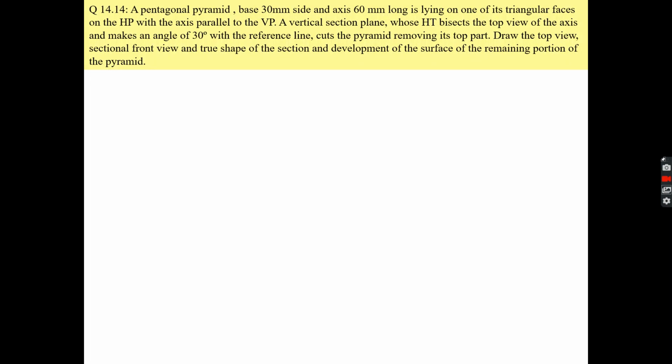Okay, whose HT bisects the top view. So as we know, an AVP is used for cutting the top view of the solid. Whose HT bisects the top view of the axis and makes an angle of 30 degrees. So the inclination of that plane is 30 degrees with the reference line, and it cuts the pyramid, removing its top part. So after cutting the solid, you have to remove its top part. Okay, and draw the top view, sectional view, true shape of the section, and development of the surface.